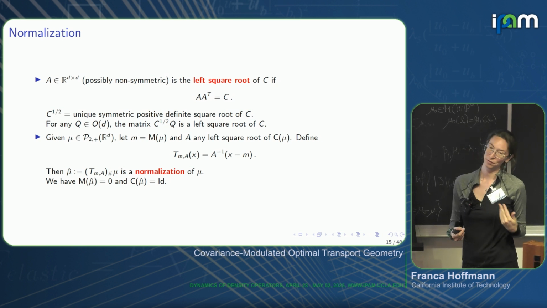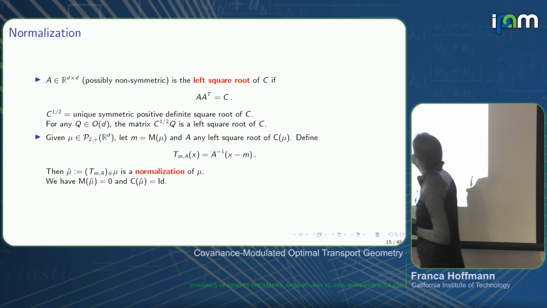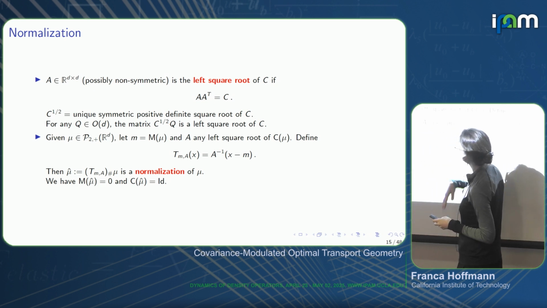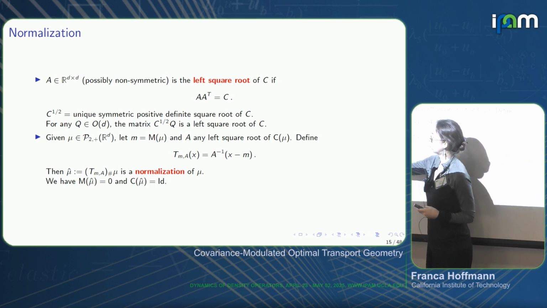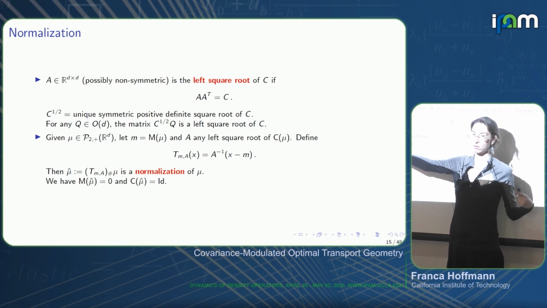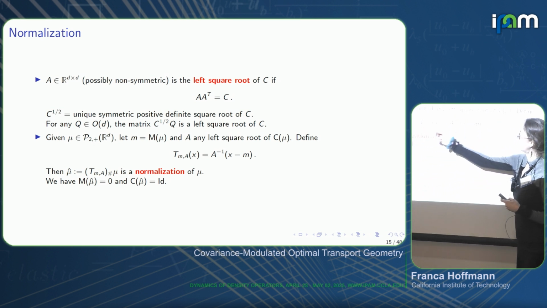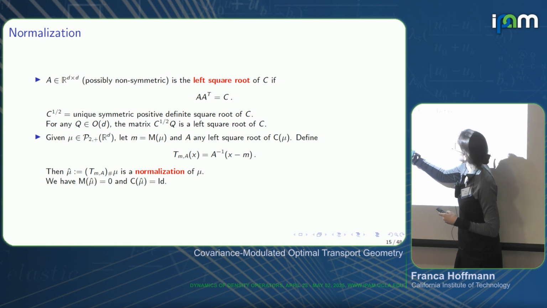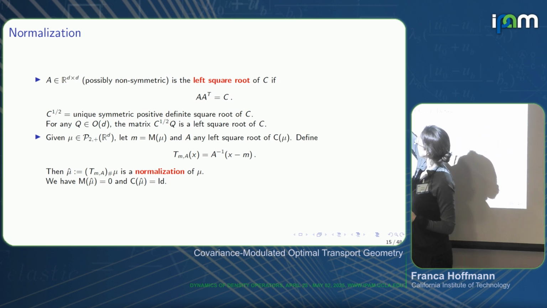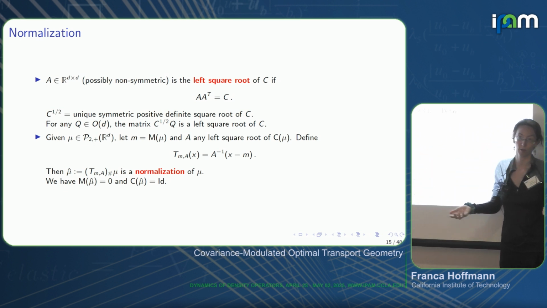OK, so where does this degree of freedom come from? So I want to talk about the normalization. Let me talk about this one first. So how do I normalize my measure? Let's say I have some mu, and I want to normalize it so that it has mean zero and covariance identity. Well, I just push it forward with a transport map like this, where I require that AA^T is equal to C. So basically, the A has to be a square root of C.